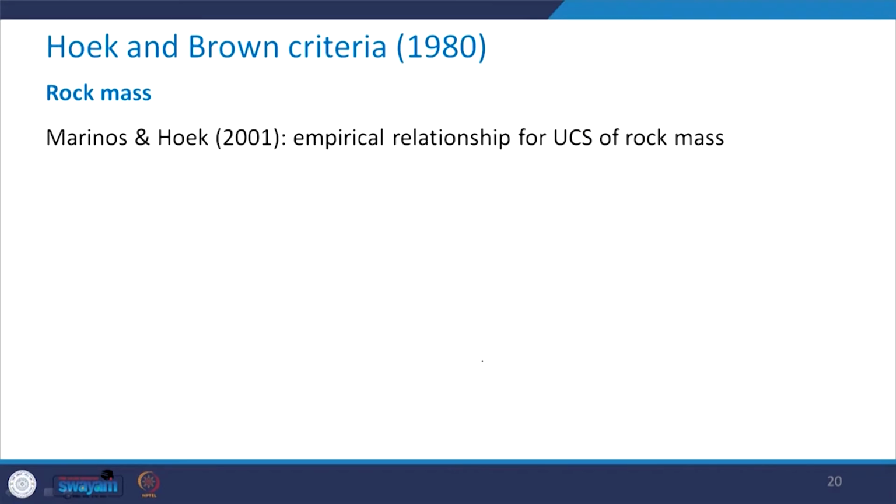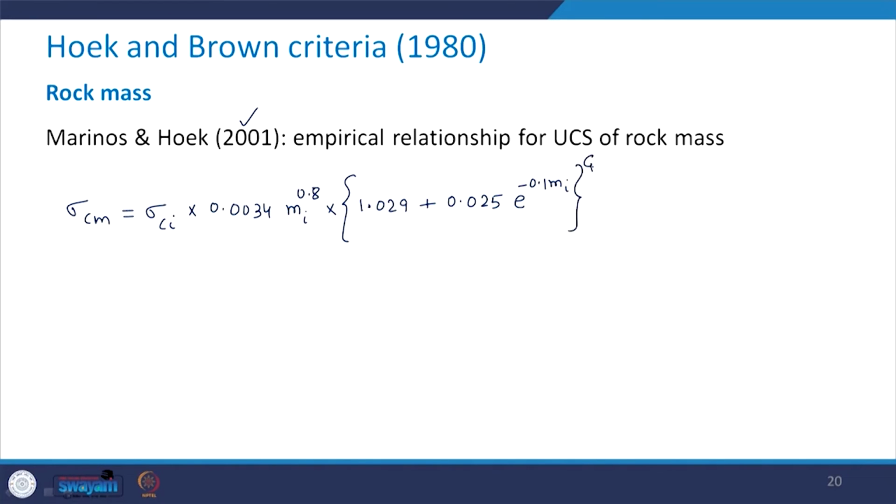Now how to get the sigma cm the other way? So Marinos and Hoek in 2001 gave an empirical relationship for the UCS of rock mass, and that is given as sigma cm is equal to sigma ci multiplied by (0.0034 mi to the power 0.8), this whole thing, multiplied by (1.029 plus 0.025 e to the power minus 0.1 mi), and this whole thing to the power GSI.